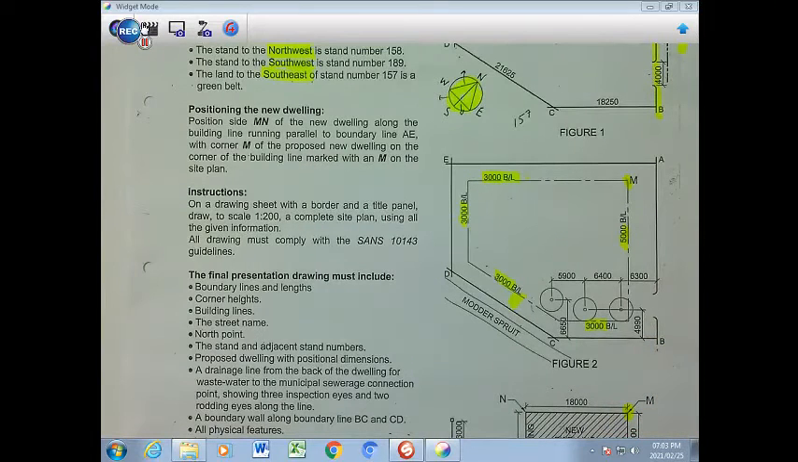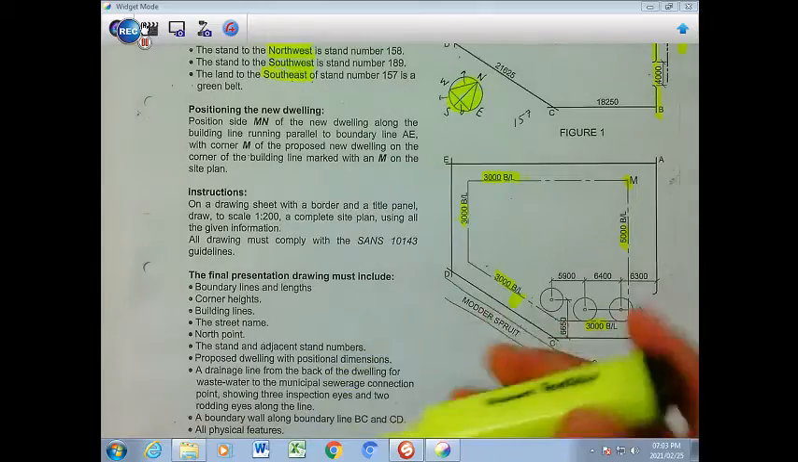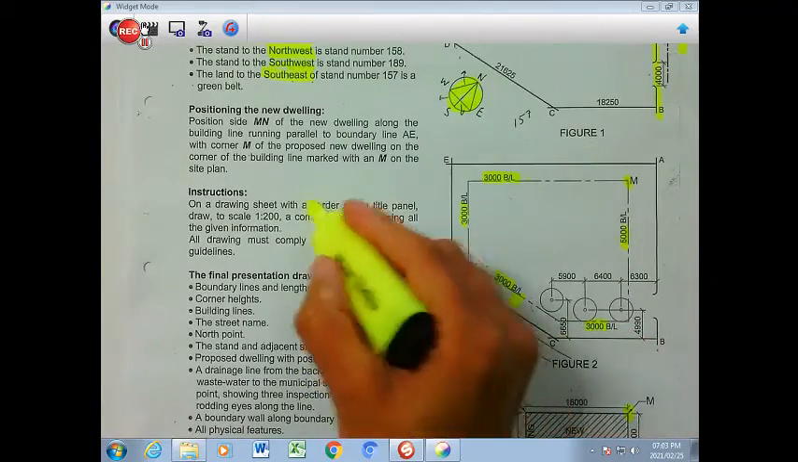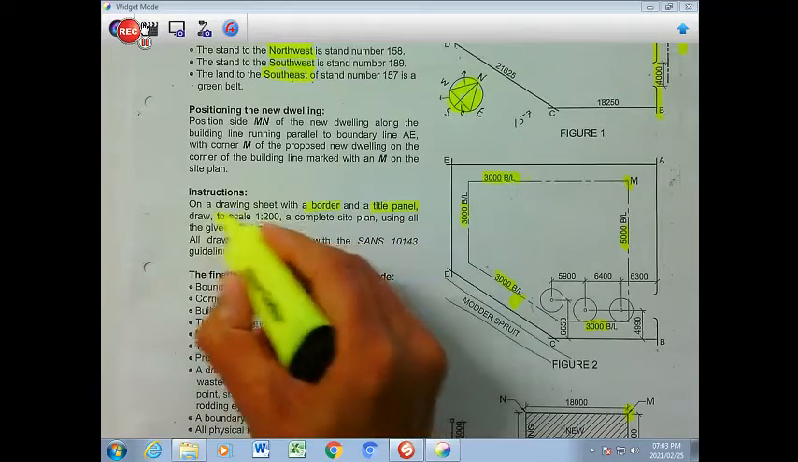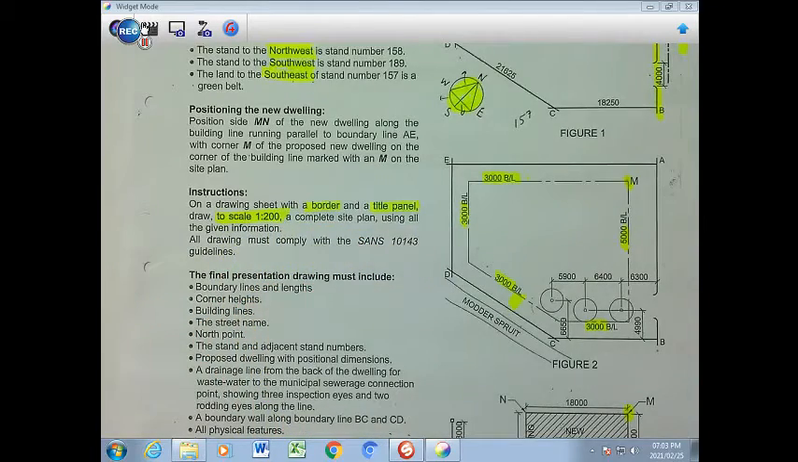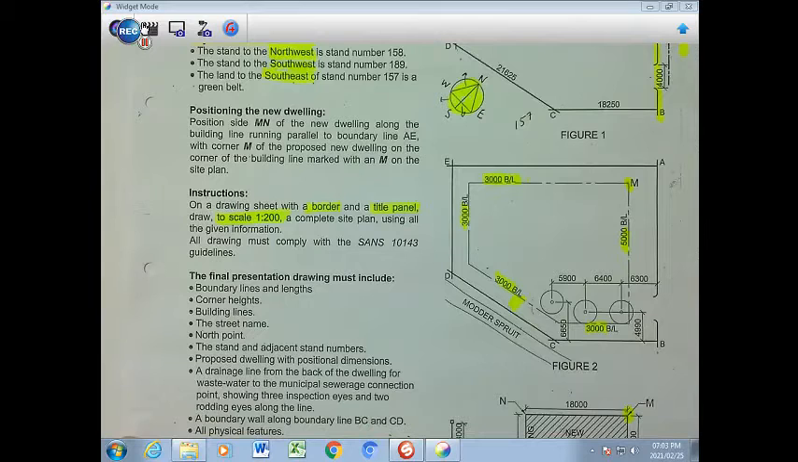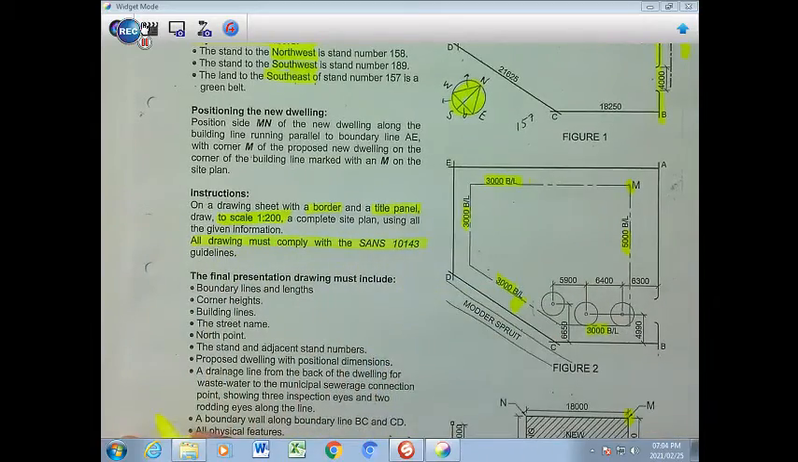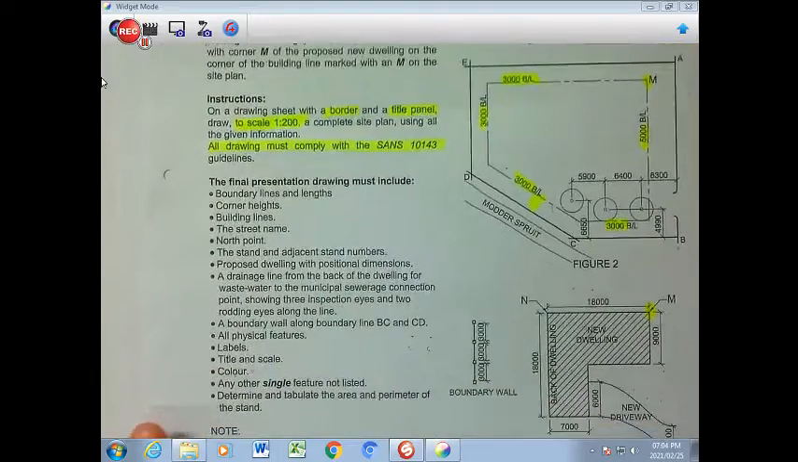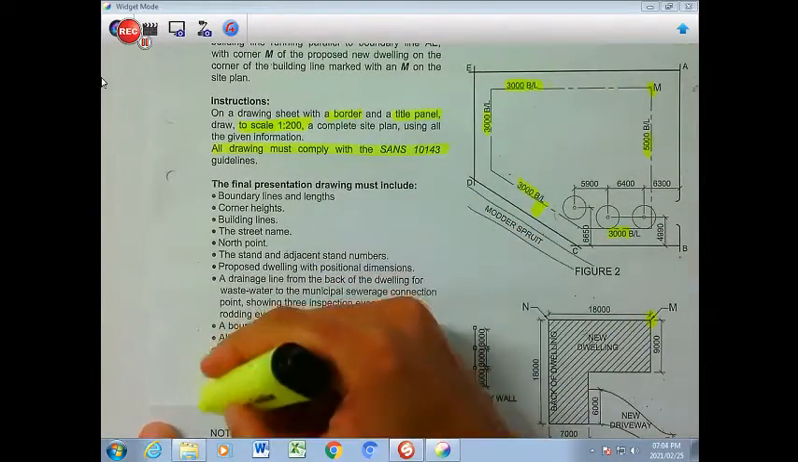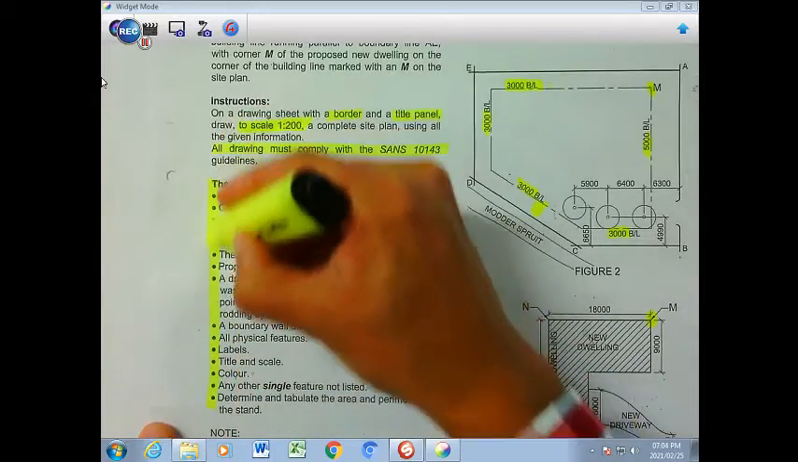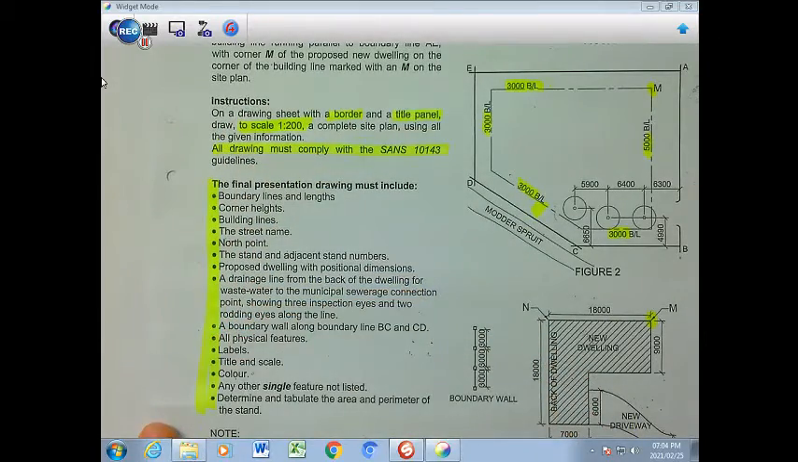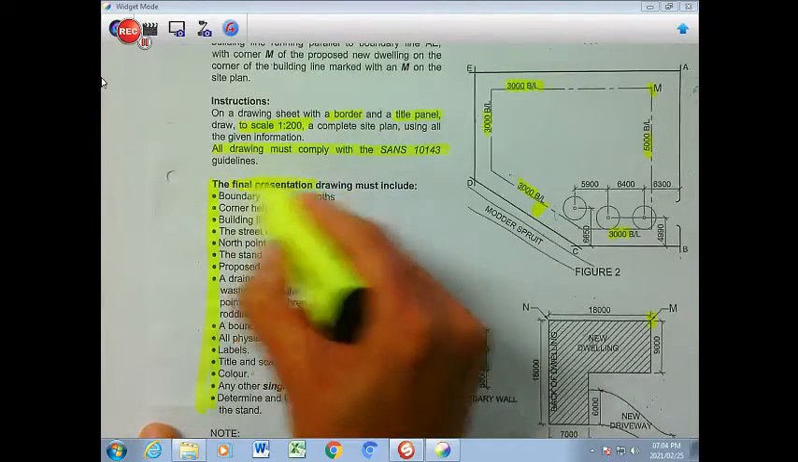Very importantly, the instruction asks you to draw on a single page with border and title panel to a scale of 1:200. So all dimensions here will be scaled or divided by 200 on your calculator, and all drawings must comply to SANS 10143. At the end of the drawing, we will have to evaluate whether you have fulfilled all these design specifications as your final presentation is made.